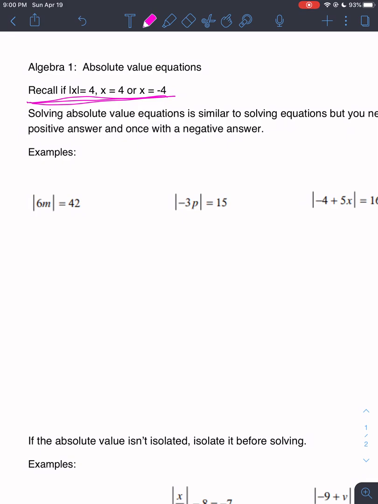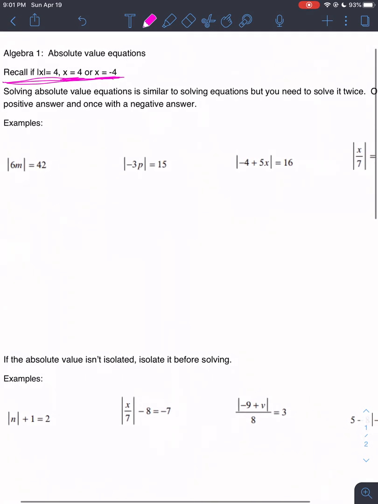So if we had the absolute value of x equals 4, that means x could be positive 4 or x could be negative 4. If we take the absolute value of negative 4, we get positive 4. If we take the absolute value of positive 4, we're also going to get positive 4. So when we solve absolute value equations, it's similar to solving regular equations, but now we have to do it twice. We'll do it once when our answer is positive and once when our answer is going to be negative.